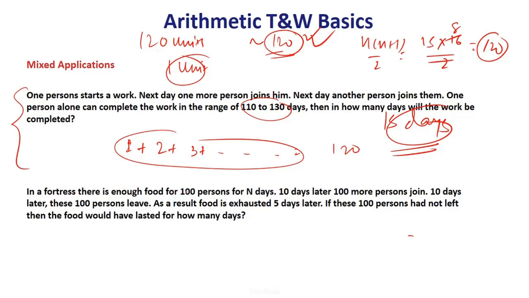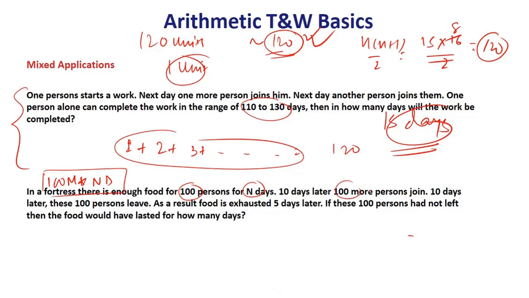Now in a fortress there is enough food for 100 people for n days. Okay, so 100 men into n days. Sometimes there'll be no hours. It does not have to be necessarily man days; it can be man into days, it can be man into hours, right? So 100 people in n days, so 100 man into n days.